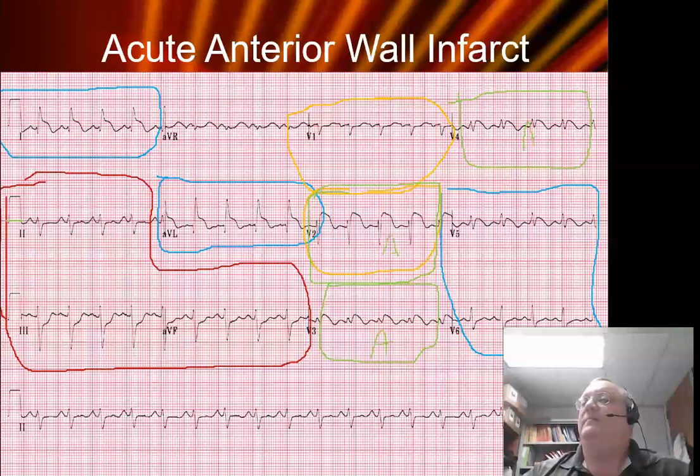Now I'm going to put my ink color as black here. These are the inferior leads. All my blues were the lateral leads. And these are my septal walls, but this one is septal anterior. So I've got elevations in all of the anterior leads. I have an acute anterior wall infarction.